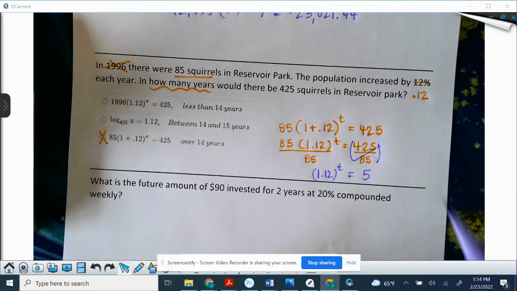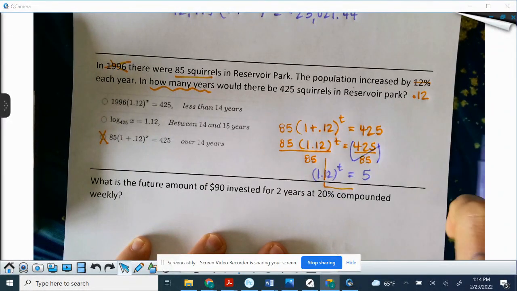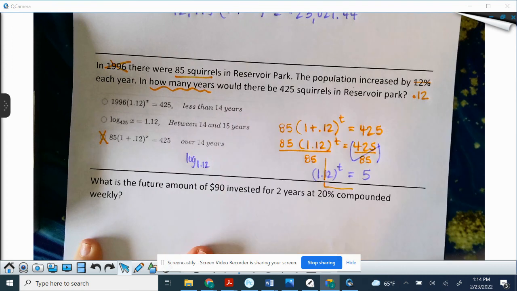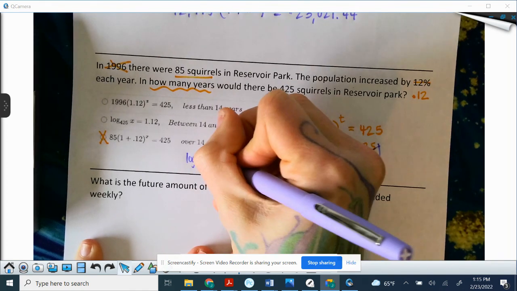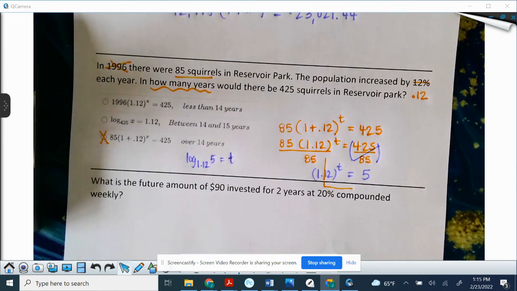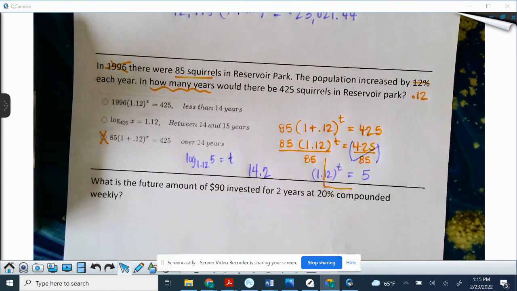So then I'm going to change it to log base 1.12 of 5 is t, and then you could solve it, which should be 14.2, which is over 14 years.